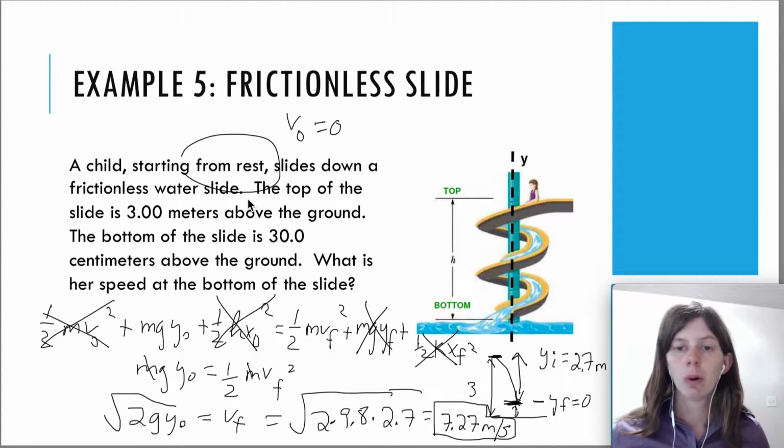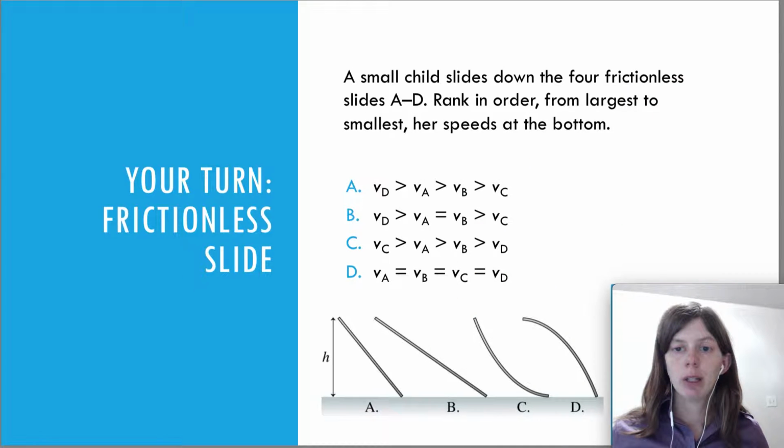Let's do one more question in this video, this your turn question. So we have frictionless slides. Again, we're just not dealing with friction quite yet. We'll get to that very soon. A small child slides down 4 frictionless slides. There's 4 of them here, different shapes. Rank in order from largest to smallest the speed at the bottom.